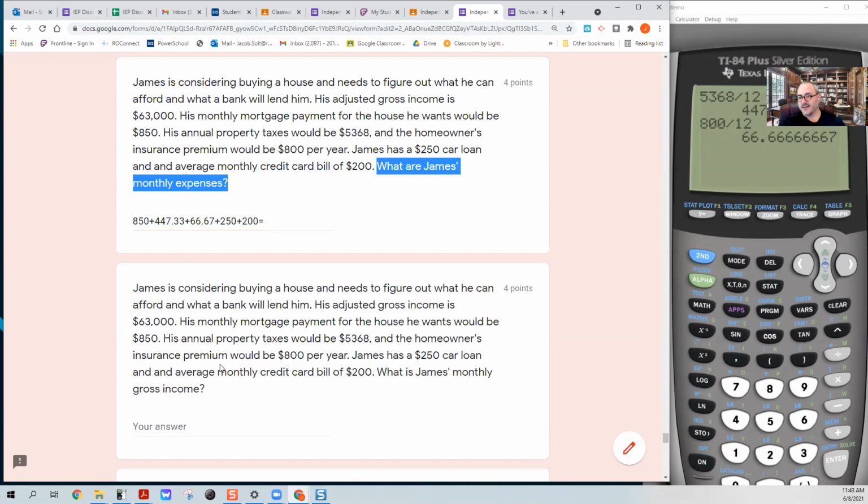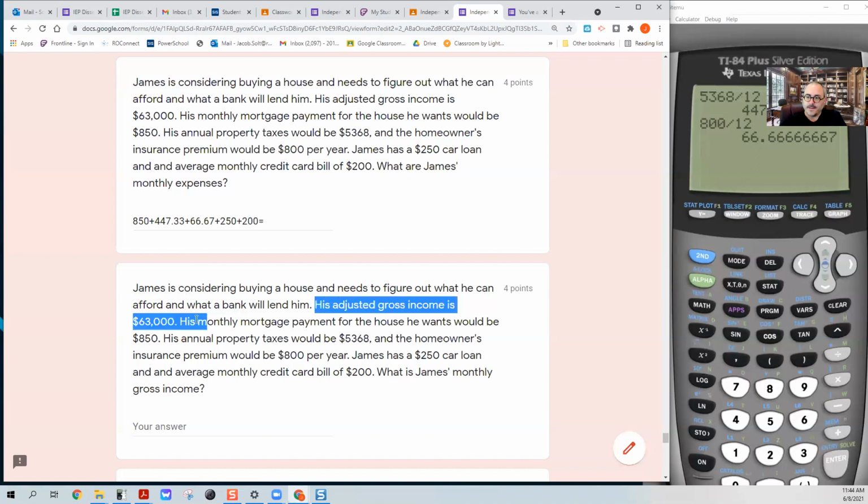All right, Yamari, do you have an income figure yet for us? A monthly income figure? All right, we're working on James's monthly gross income. That's where it says his adjusted gross income. We need to convert this figure, which is annually, to monthly. Amara, you're going to impress us? Put it in the chat.